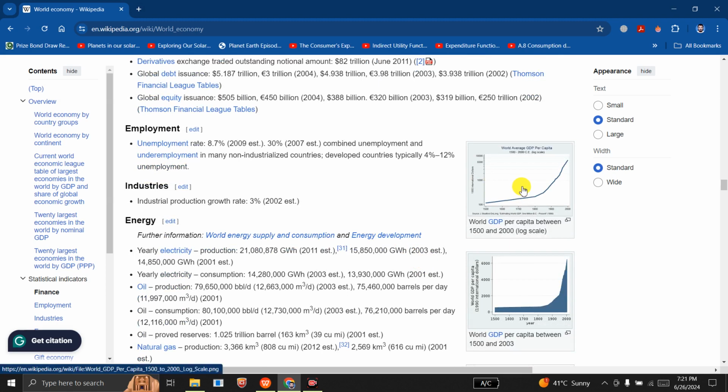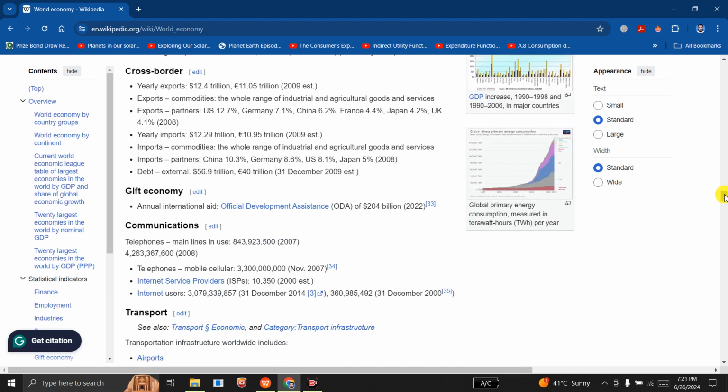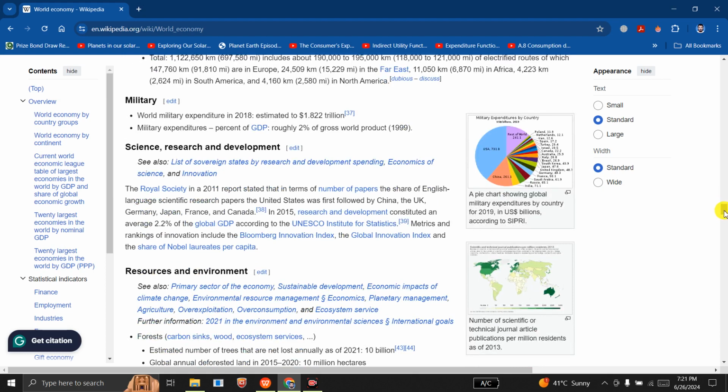for 1500 to 2000 on large scale, and this is world GDP per capita between 1500 and 2003. So this is the GDP increase for various time periods, 1990 to 1999 and 1990 to 2016 in major countries. And finally we have some other statistics. This is global primary energy consumption measured in terawatt hours per year. There are some other statistics.